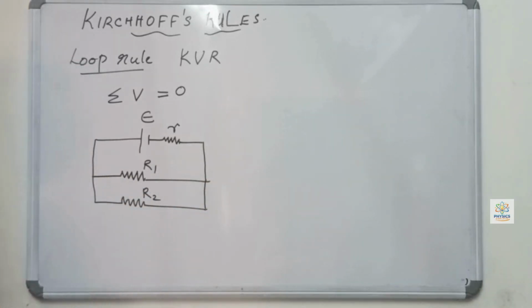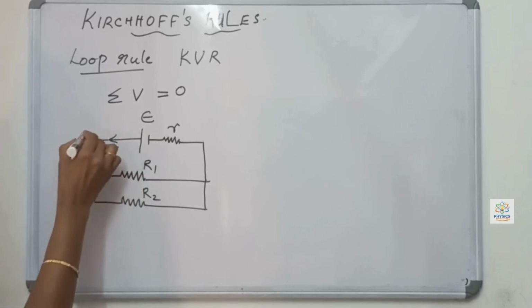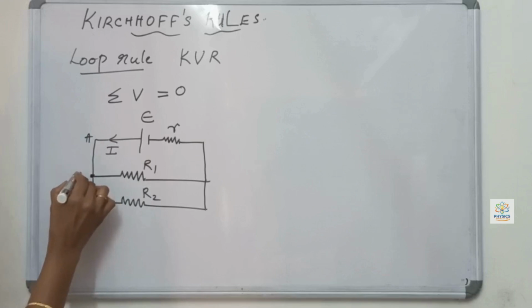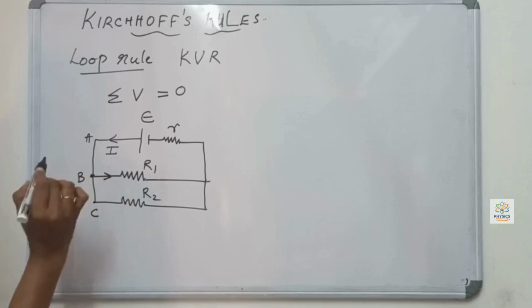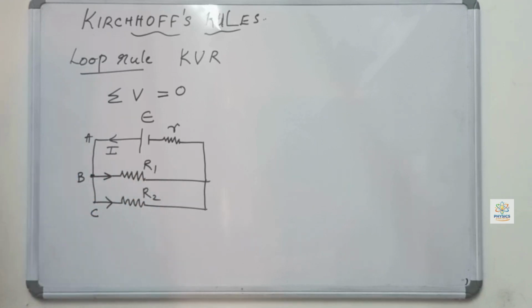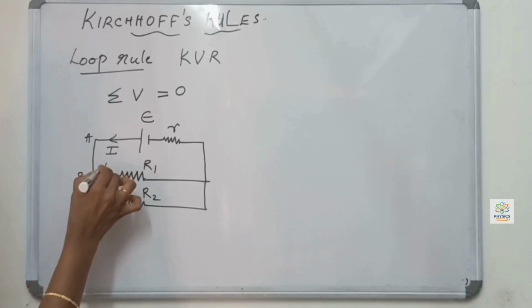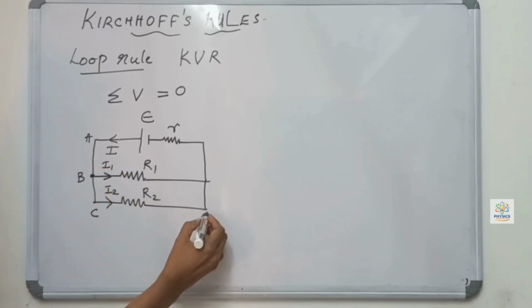So first we have to mark the direction of current. The current always flows from the positive end to the negative end, so here this is the current I. When this current enters the junction B, it splits into two different directions. One is through the resistor R1 and the other is through the resistor R2. Here we take the current as I1 and here as I2.